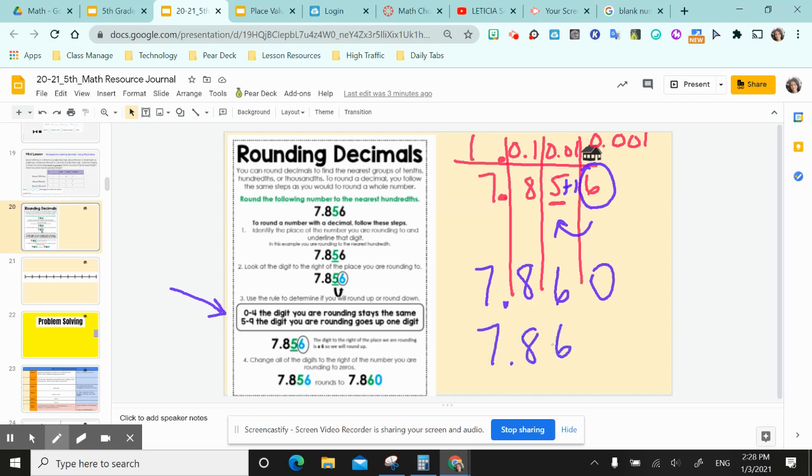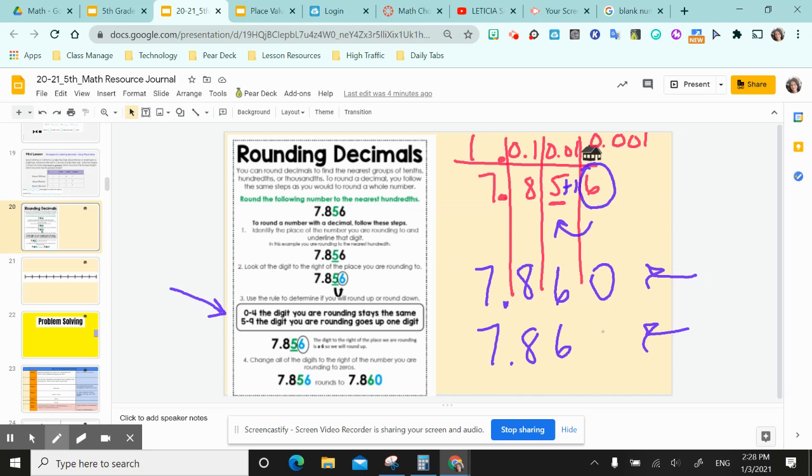This can also be written this way. Both of these numbers have the same value. They both have 7 in the ones place, 8 in the tenths place, 6 in the hundredths place, and 0 in the thousandths place. One is just indicated with the 0, one is indicated with the blank. So that is one way to do it.